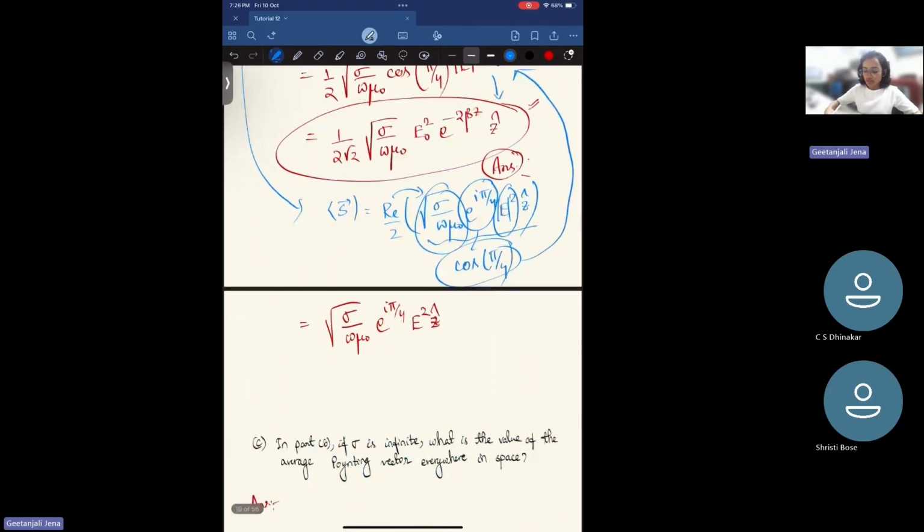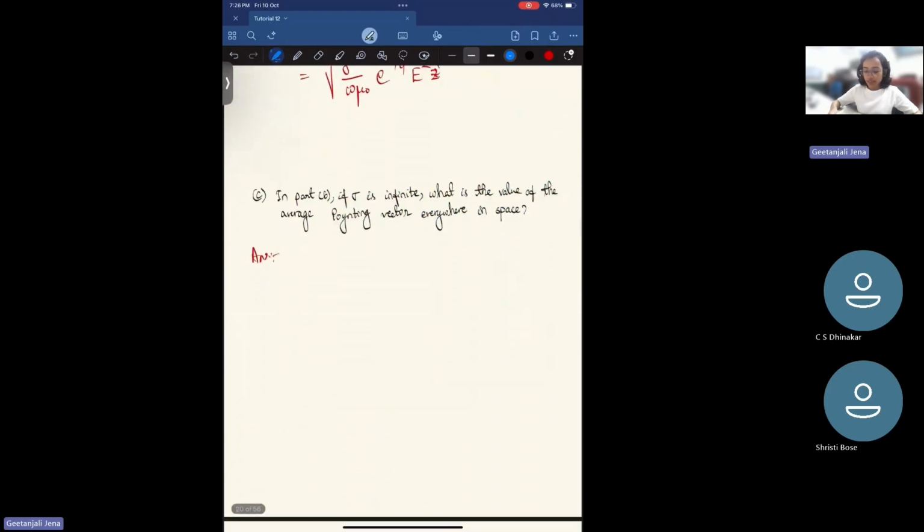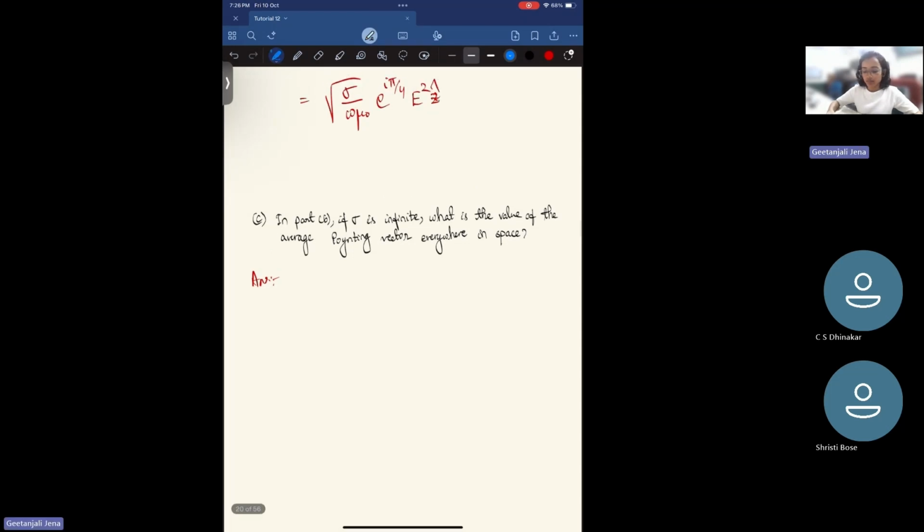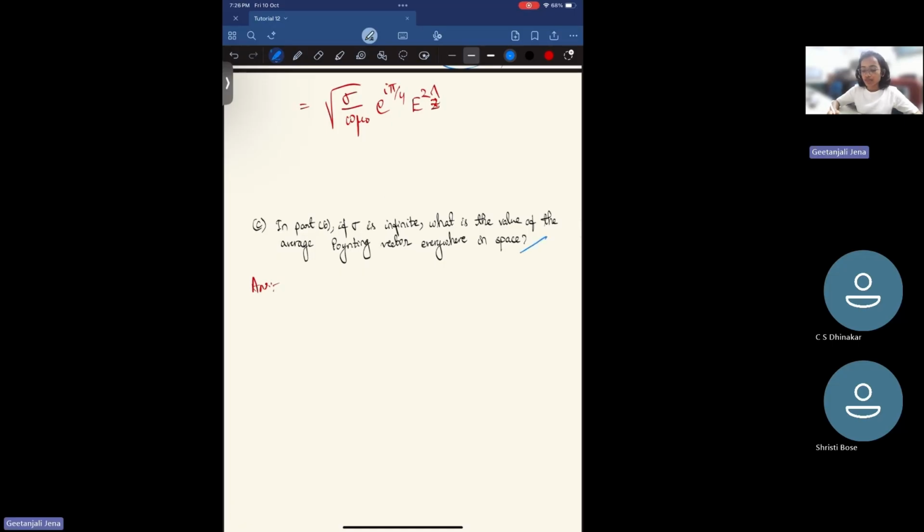Okay, so let us move to our next part. Next part, there is an approximation. Let's say sigma is infinity. Then what will be the value of every corresponding vector everywhere in the space? So this is quite conceptual. Can you let me know the answer?